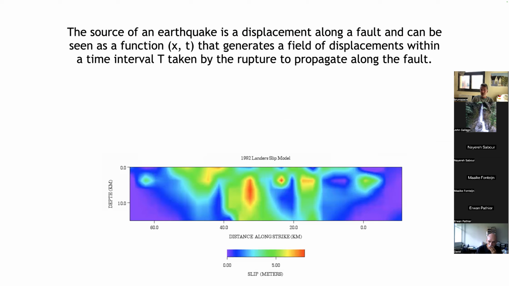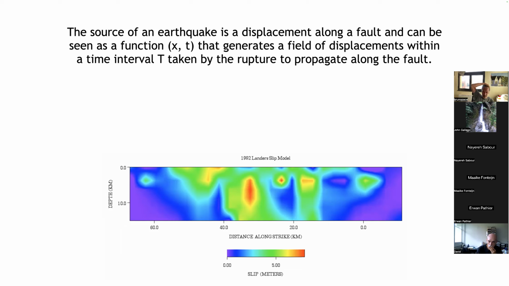We know also that the source of an earthquake is not only a point, but is something complex because there is a variability in space and in time. The source of an earthquake is a displacement along the fault and can be seen as a function in space and time, x and t, that generates a field of displacement within a time interval t taken by the rupture to propagate along the fault.